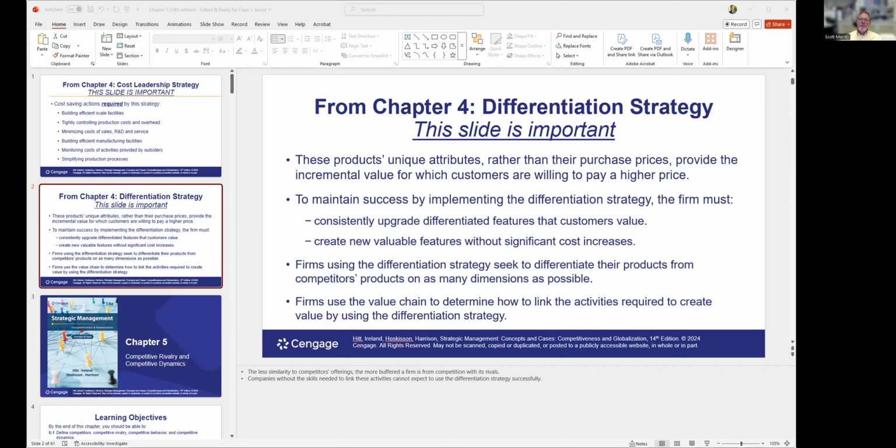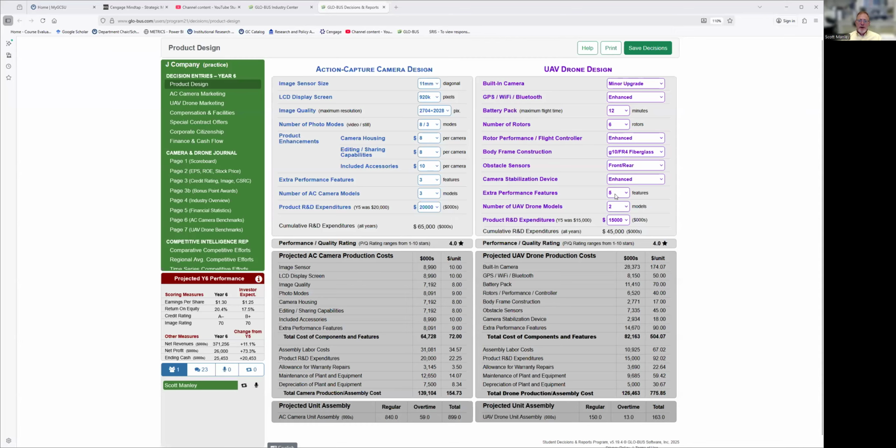Okay. So I'm going to stop sharing this and I'm going to go to Globus now. So forgive me for y'all having to look at my mug. Let's see. I'm going to share the Globus decision screen. Okay. So here we go. We've got our action capture camera on the left and our UAV drone on the right. As was the case when I made the videos for you about the cost leadership strategy, I'm only really going to focus on the camera rather than focusing on the drone.